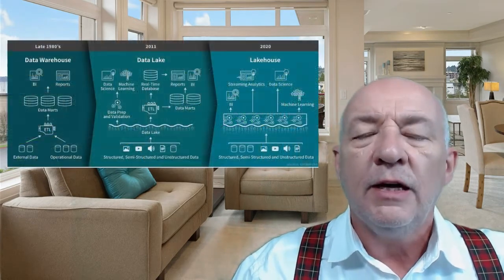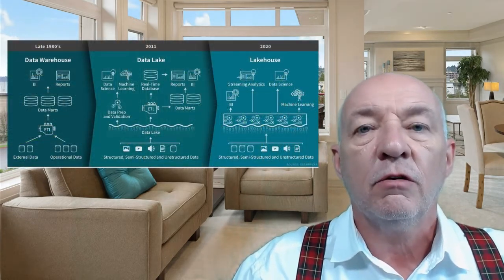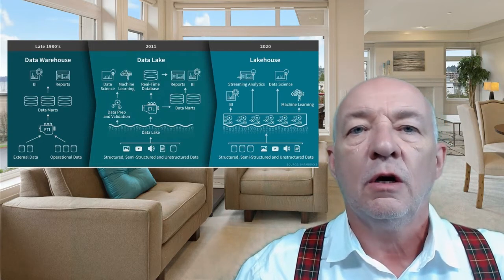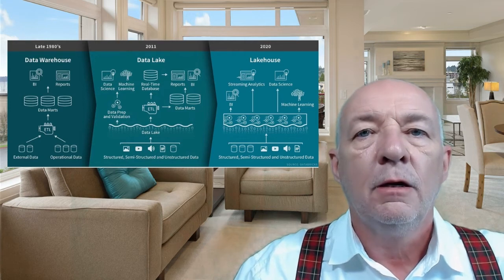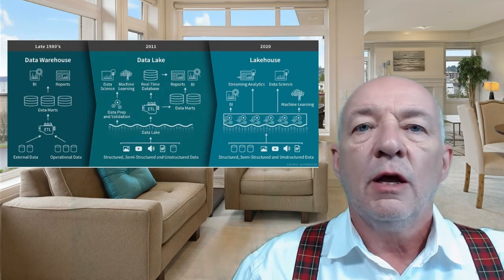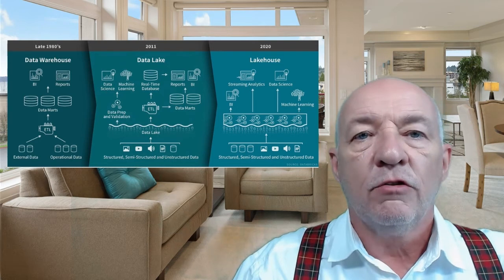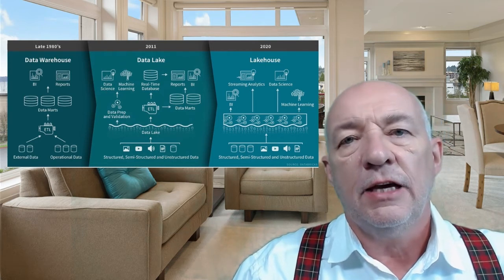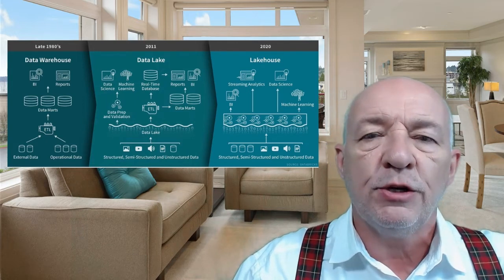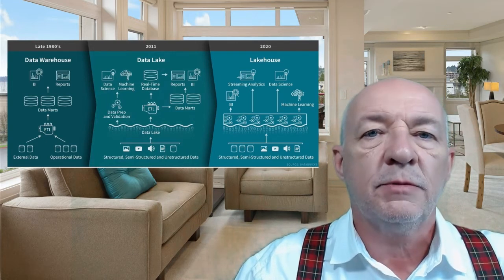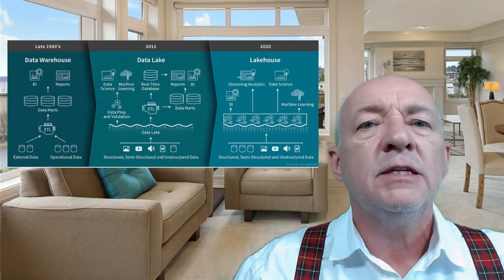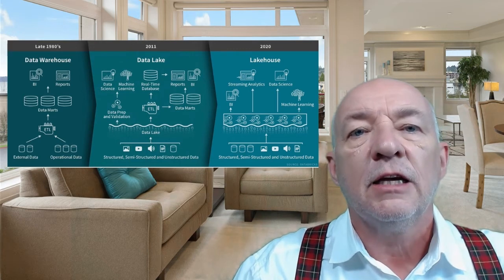Sadly, architectures proposed by software vendors, and Data Lakehouse is defined by a vendor called Databricks, seldom provide complete or even useful architectural patterns. The image here is what I call a marketecture, a marketing-driven representation for the Lakehouse. In this case, its goal is to emphasize the relationship of the Lakehouse to earlier concepts. According to its designers, a data lakehouse combines the best elements of data lakes and data warehouses.